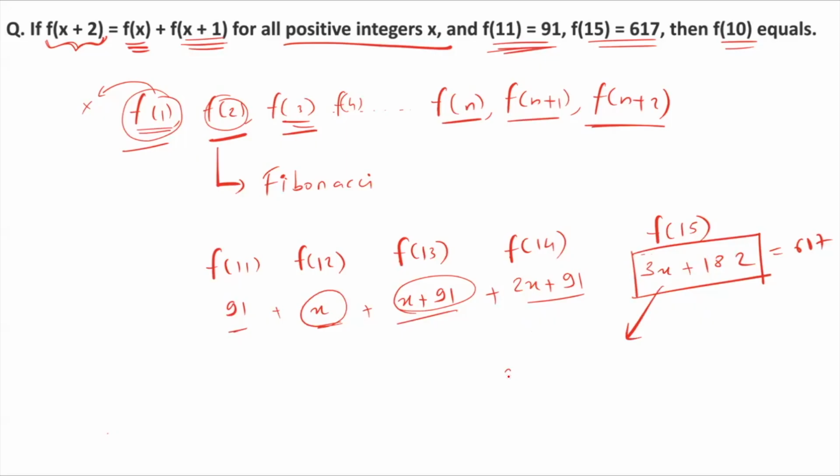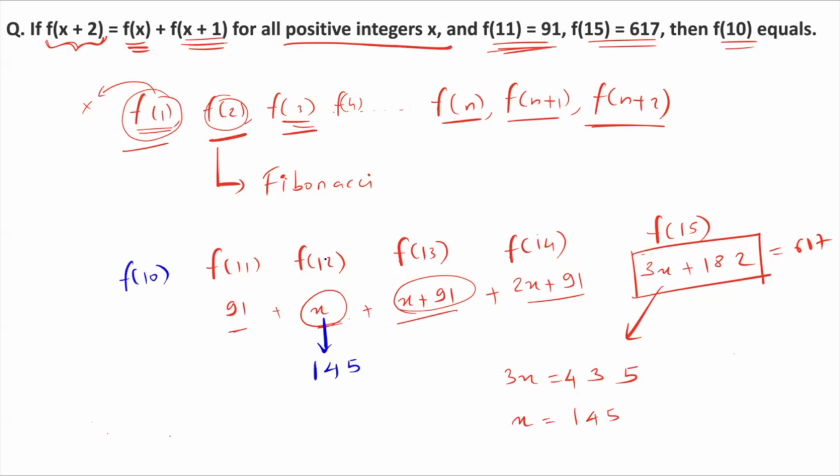So I can write 3x is equal to 617 minus 182, which is 435. So x will be: 3 ones are 3, 3 fours are 12, and 3 fives are 15. And hence we have found the value of f(12) here as 145.